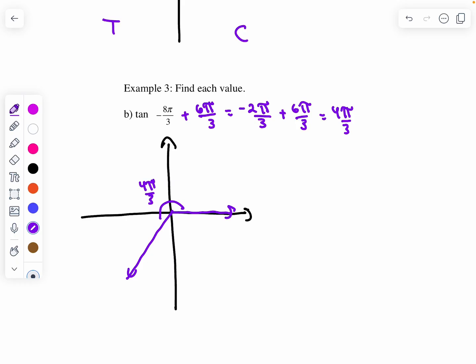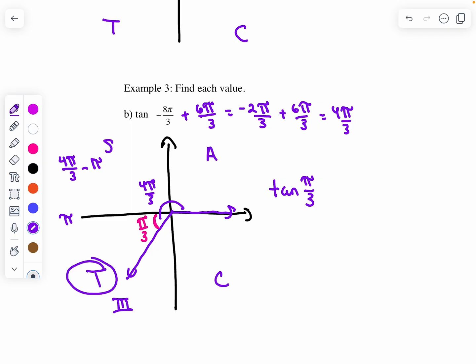So 4 pi over 3, well, that's more than pi, but less than 1.5 pi. So 4 pi over 3 is in quadrant 3. Its reference angle is the difference it makes with the x-axis, which is pi. So 4 pi over 3 minus pi, or 3 pi over 3, is pi over 3. So we're dealing with a reference angle of pi over 3. So I'm going to find tangent of pi over 3. All students take calculus. We're in quadrant 3. Tangent is positive. So positive pi over 3.